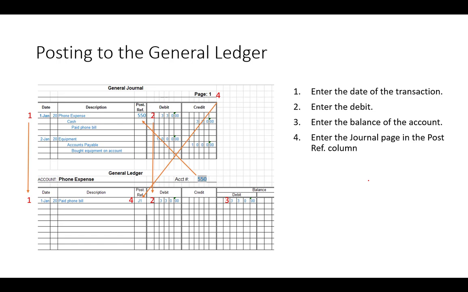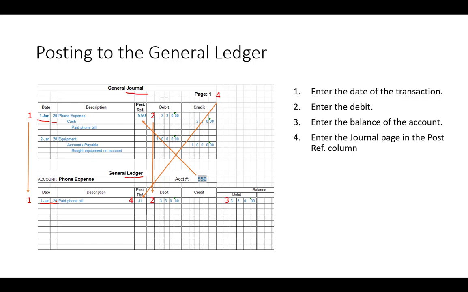In an accounting software like QuickBooks, this is done instantly, so there's no need to manually post, but it's still very helpful to know how the information flows even if it's being done for you. First, we need to enter the January 1st date from the journal to the GL. So step 1 here, we're moving the date from our journal to our general ledger. And we're moving the January 1st, 20 date down here to our general ledger.